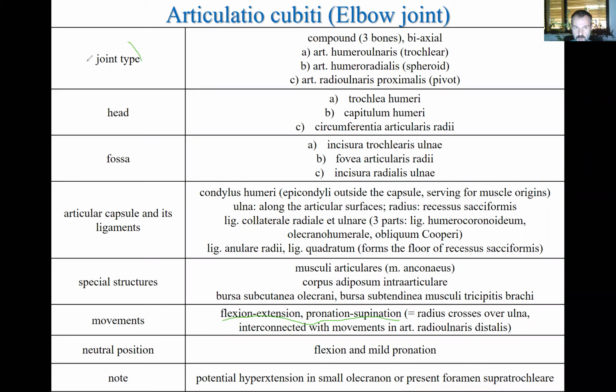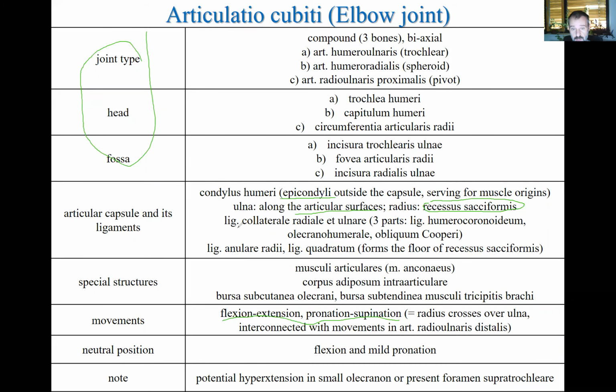So we have talked about the joint type, head and fossa. The articular capsule leaves outside the epicondyles, which serve for muscle origins. But then it inserts along the articular surfaces, and it forms a small sacciform recess, which I'm going to show you, a small sacciform recess distally.